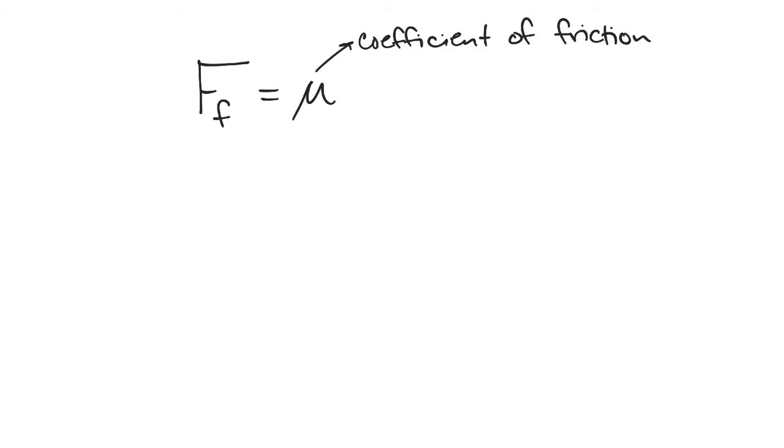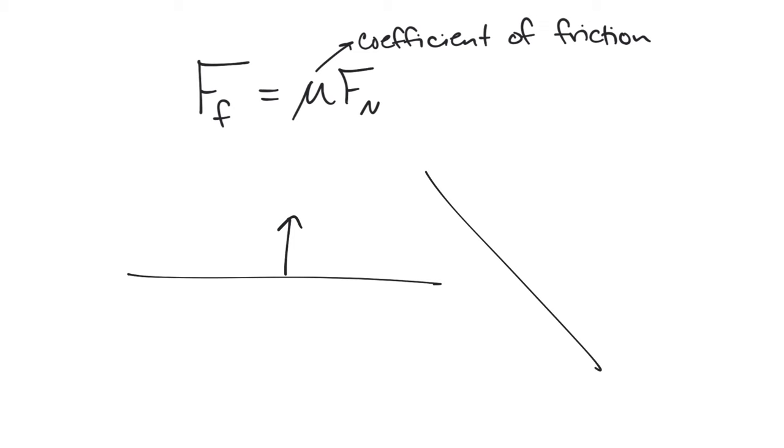The idea is that friction equals mu, that's coefficient of friction, times Fn, that's the normal force from the surface. Now remember, the normal force always points perpendicular to your surface. So if you're on the ground, that's flat, points up. If you're on a slope, it points at an angle, but it's always perpendicular to your surface.